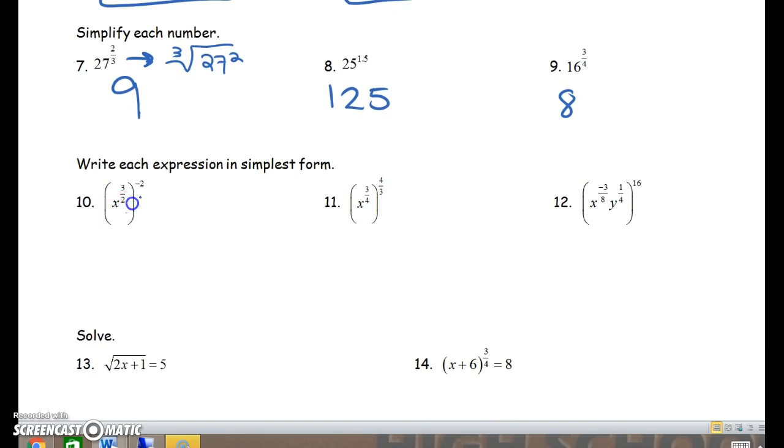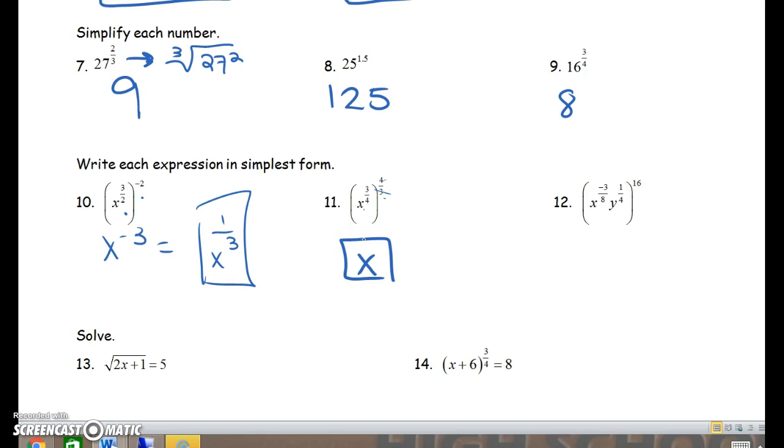Okay, here we have a power to a power, so in that case we multiply the exponents. So negative 2 times 3 halves is negative 3, so we get x to the negative third. But since that's an unhappy exponent, we've got to make it happy, so we kick it to the bottom. Once again, we have a power to a power, so we multiply the exponents. The 3's cancel and the 4's cancel, so we just get x, because it would be x to the first.